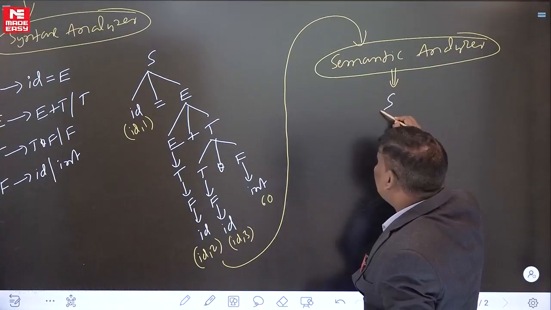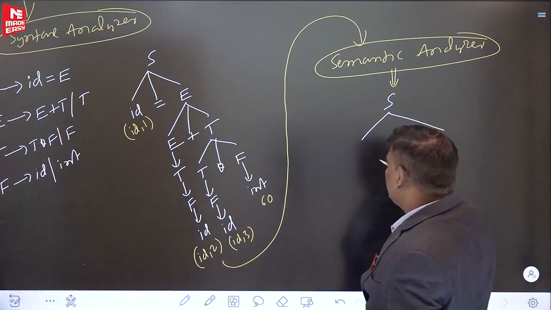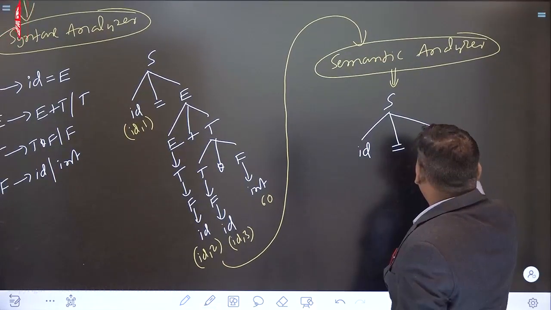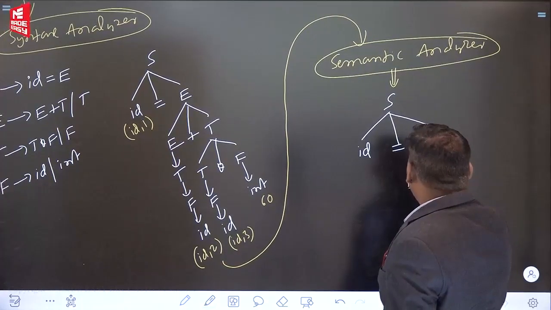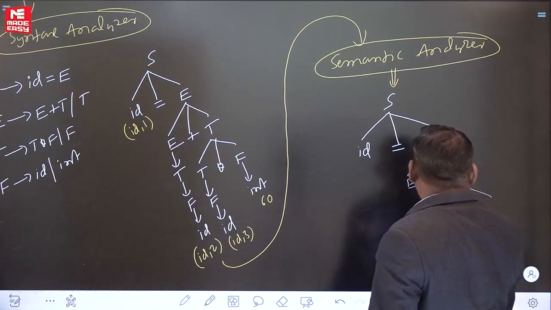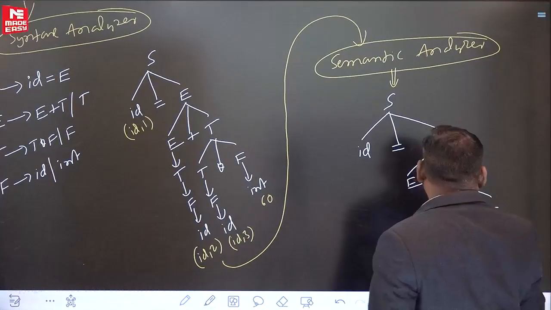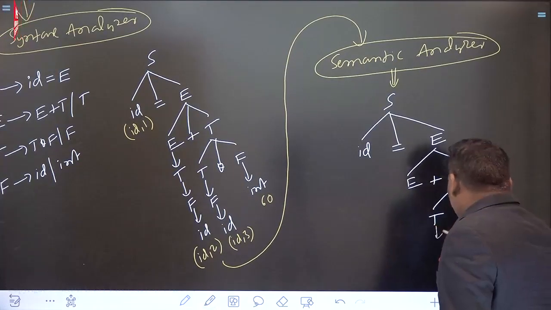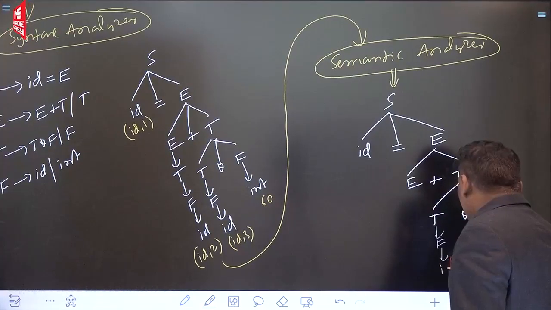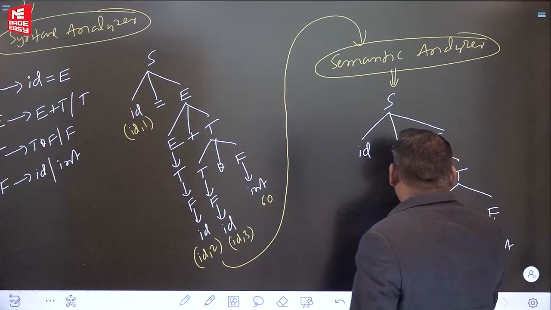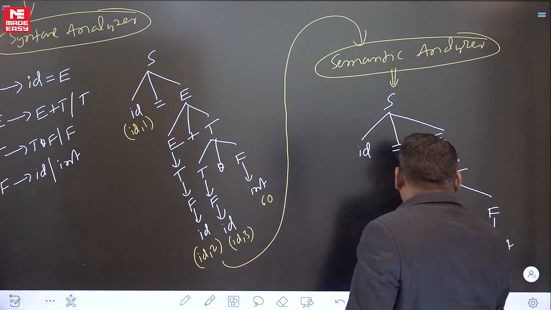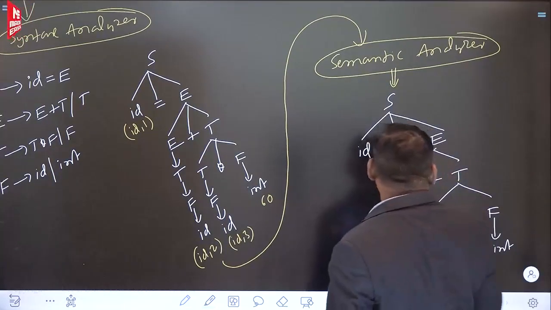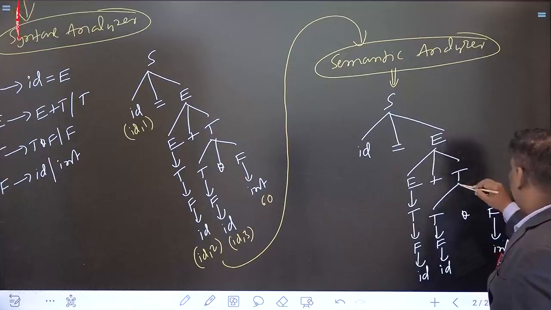Output. Let me draw the same tree. S goes to ID is equal to E. E goes to E plus T. T goes to T star F. F goes to int. T goes to F. F goes to ID. E goes to T. T goes to F. F goes to ID. Like this: ID is equal to ID plus ID star int.